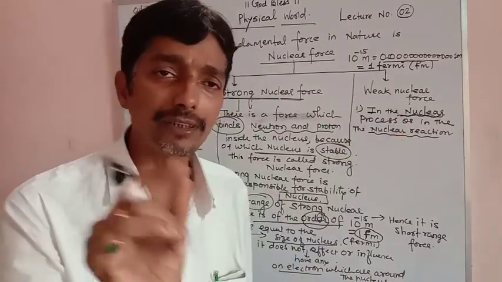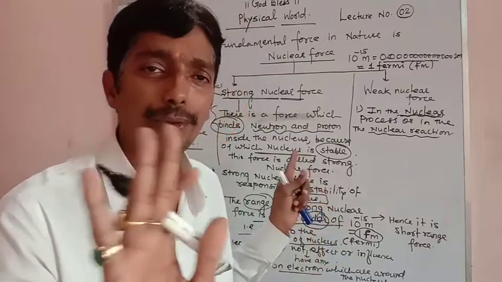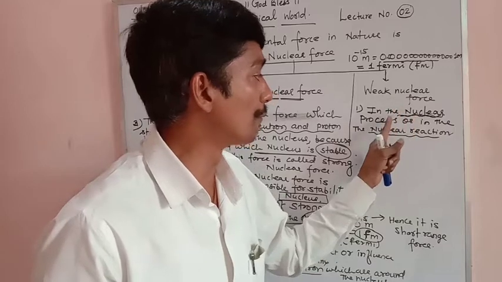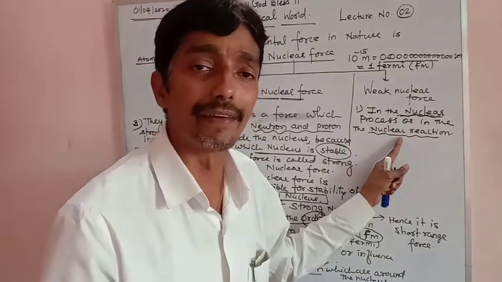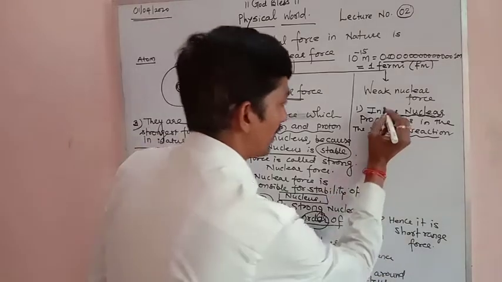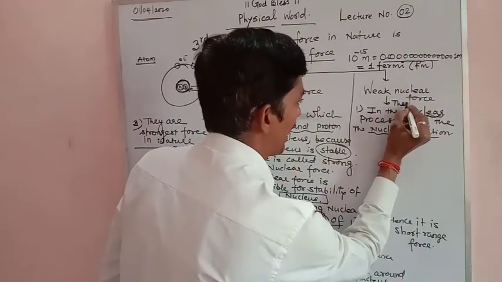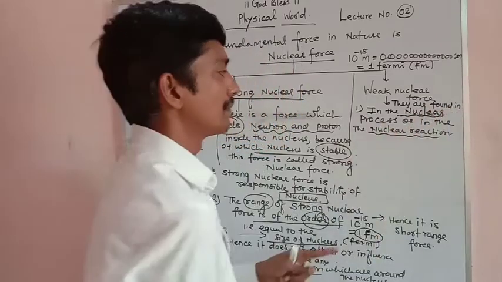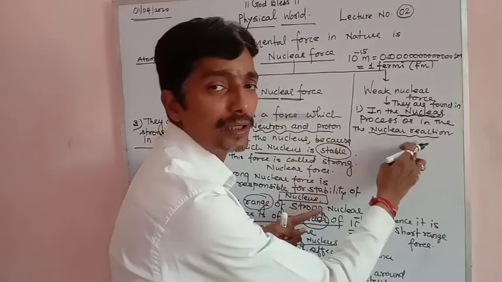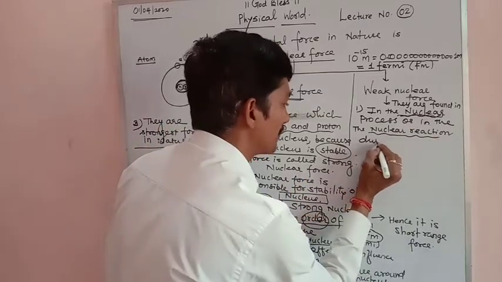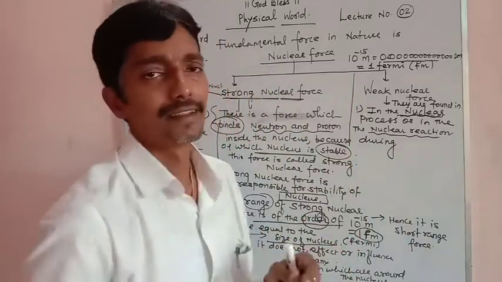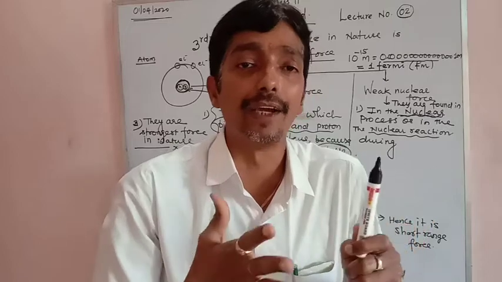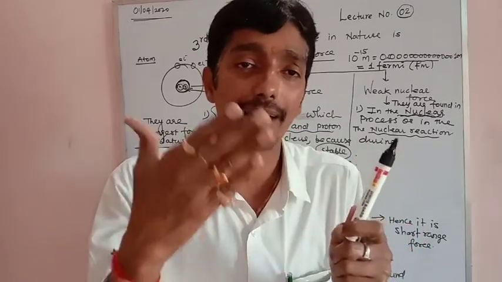So weak nuclear force is not applicable inside proton, neutron. We are not observing it inside proton and neutron. So where are we observing it? The weak nuclear force is observed in the nuclear reaction. So I am writing here, weak nuclear force is found in the nuclear process or in the nuclear reaction. Remember this, I said nuclear reaction, what is happening? Radioactive disintegration takes place, decay.